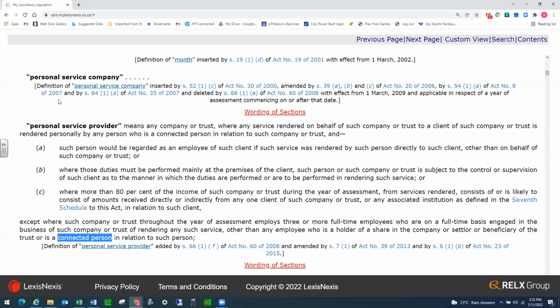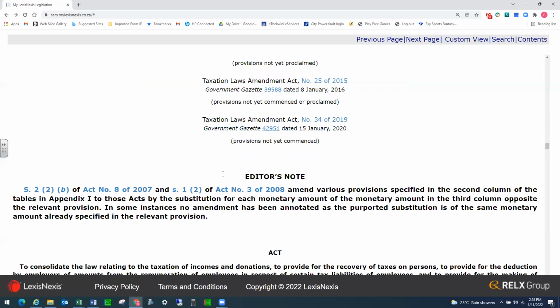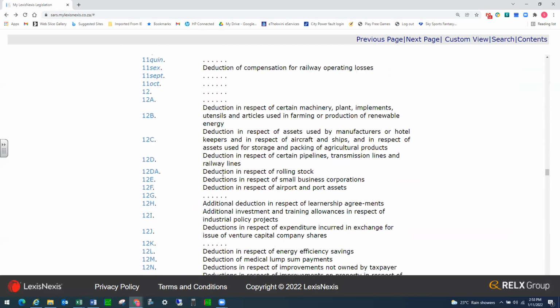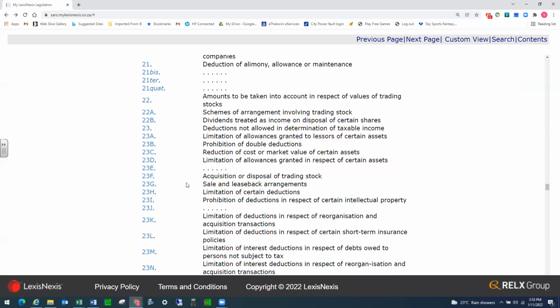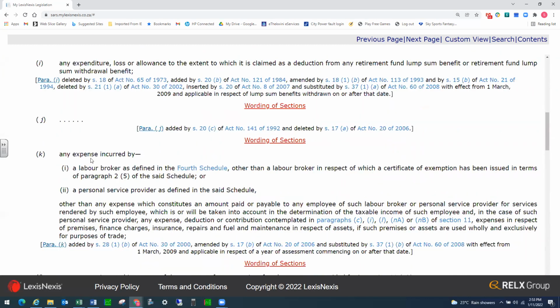So bear this in mind and think about what's going to happen now if all of a sudden you're treated as a personal service provider. Because in section 23, there's a specific section for personal service providers, and that's K. So if you're a personal service provider, what can you get? You are not allowed to claim any other expense other than legal costs, see?